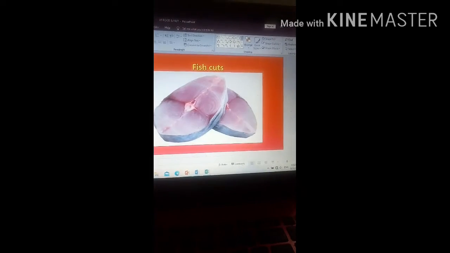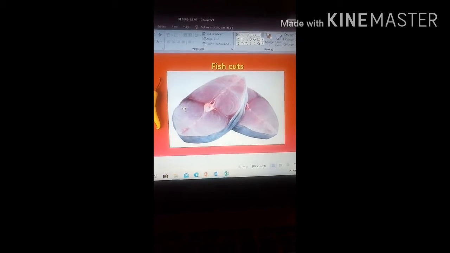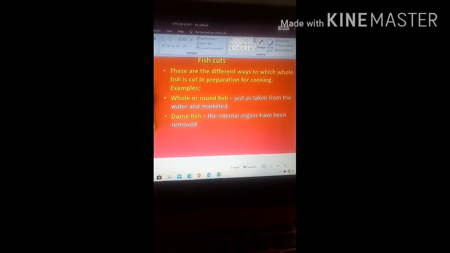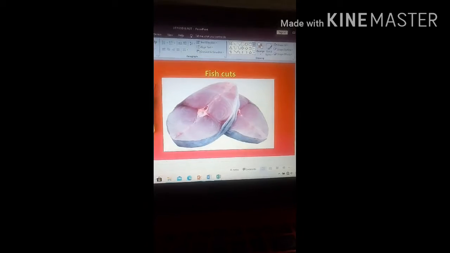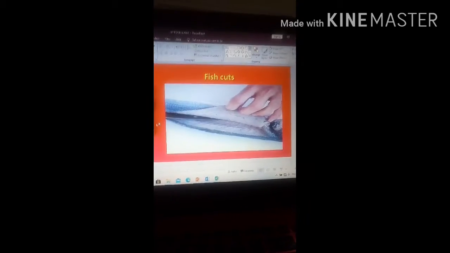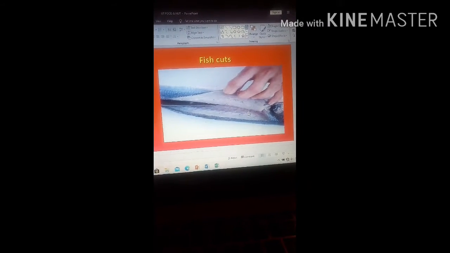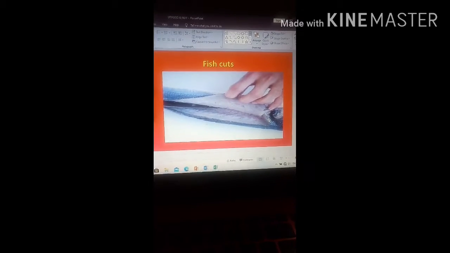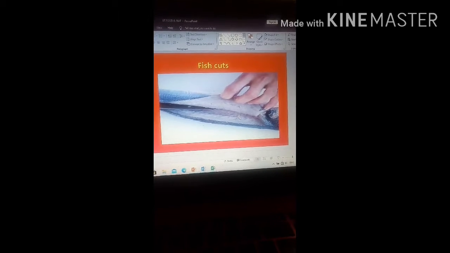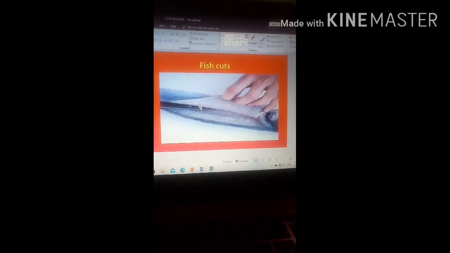So here is an image showing fish cut that is whole or round, just as it's being sold to you in the market. You just cut it round. This is one way you can cut fish. Then you can also cut your fish this way by first removing all the internal organs. Look at this image. This fish is cut this way. The internal organs have been removed. So this is another way of cutting your fish.